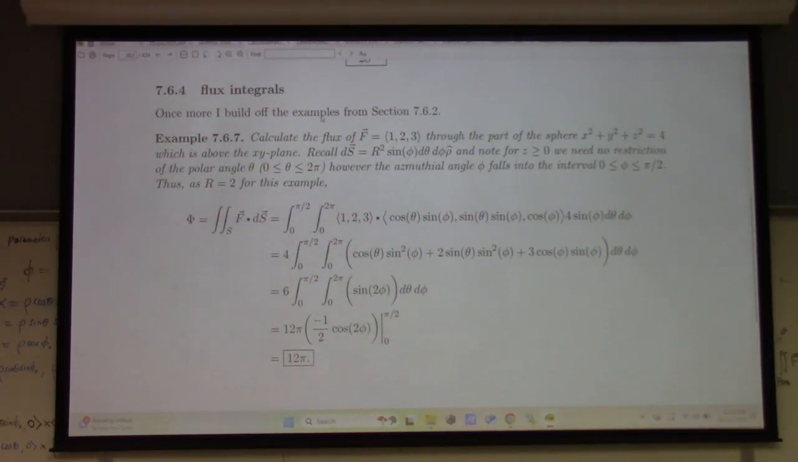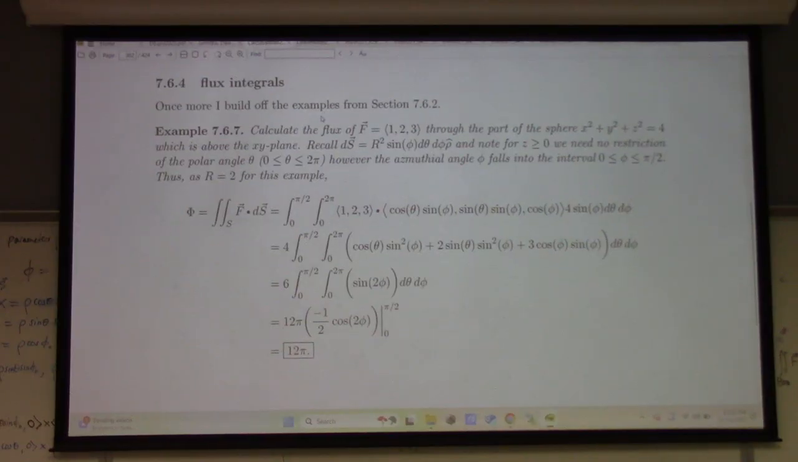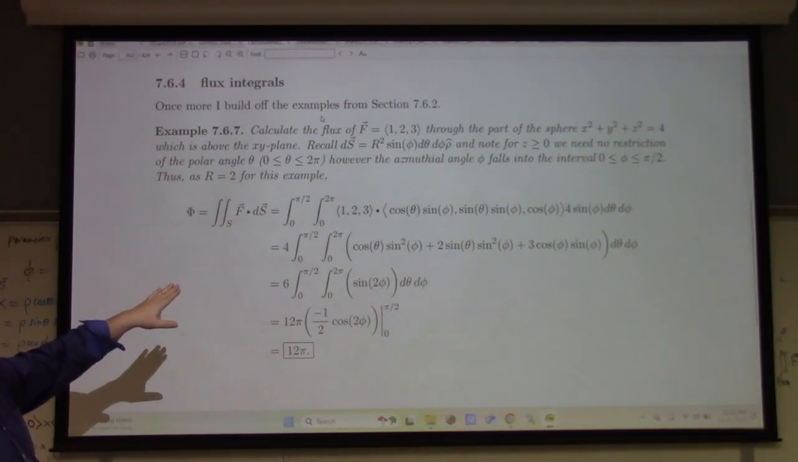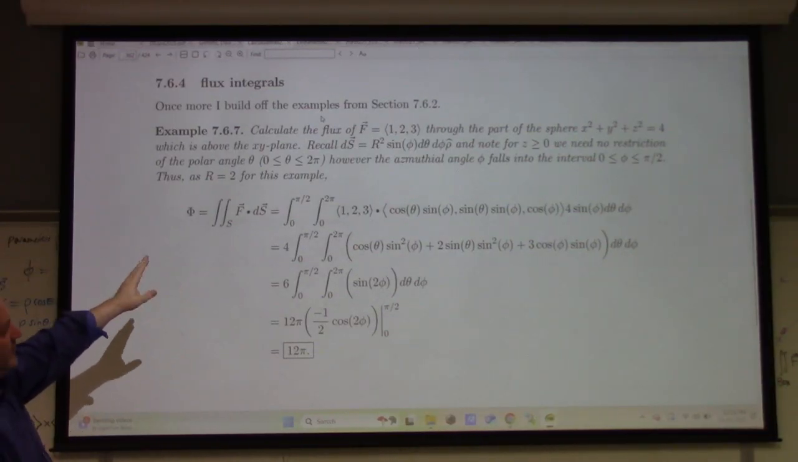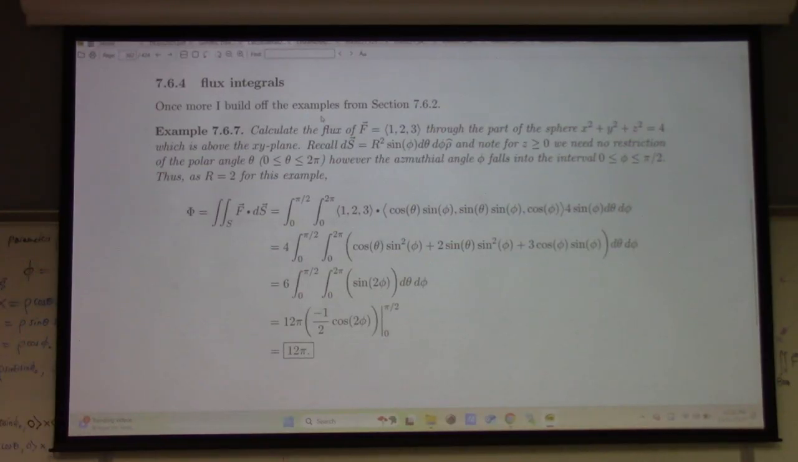So next up, the flux integrals. I have a bank of examples here to look at with you. Here we've got a sphere, calculating the flux of the vector field (1, 2, 3), but not through the whole sphere, just the part of the sphere above the xy plane, right? So if I could draw a picture.